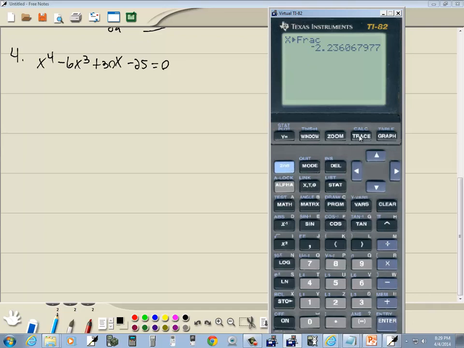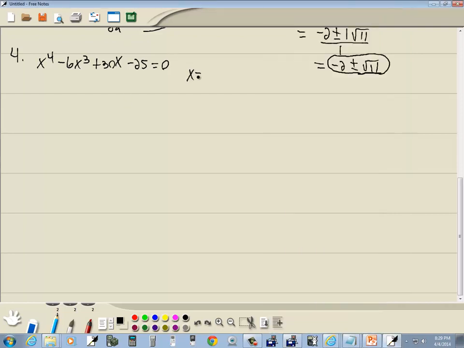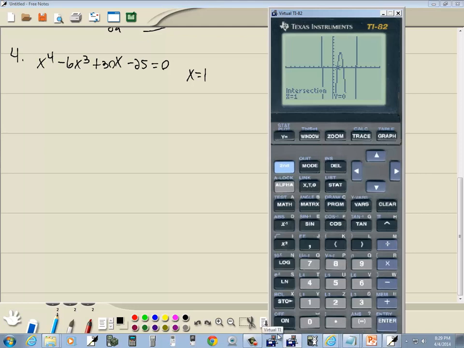So now we'll do second trace, choose intersect, enter our first curve, enter our second curve. Our next one looks like 1. And again, I'm going to do the right arrow key, move my cursor over close to the one we're trying to find. So I'll put it right there and press enter. And it tells us 1. Okay. Well, we got a couple more. Next one looks like 2 point something.